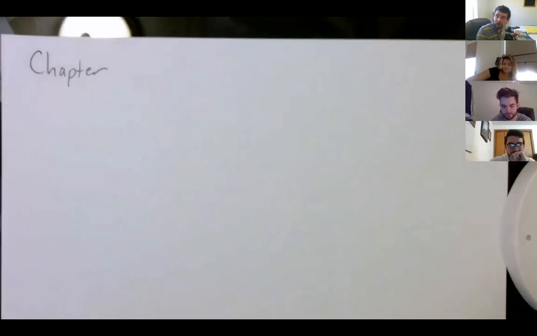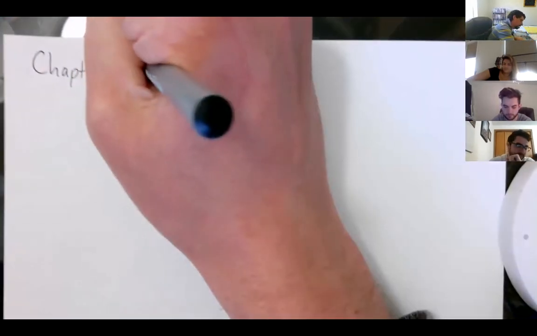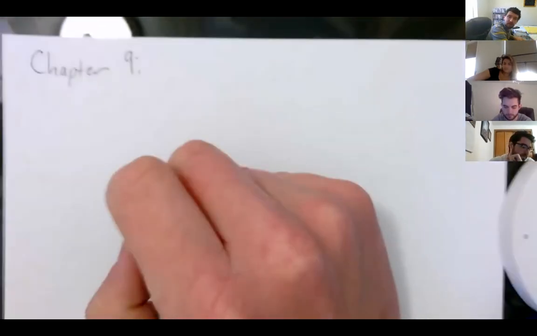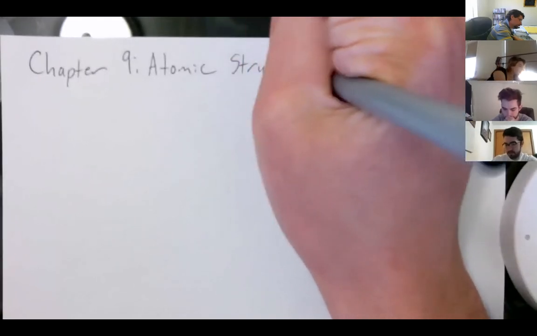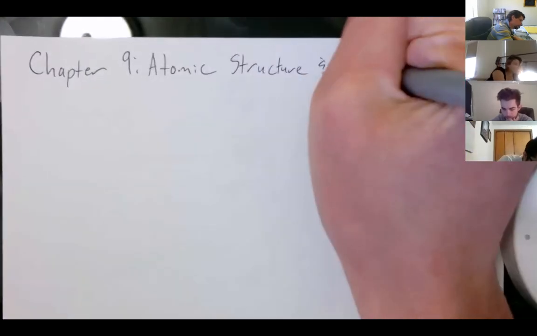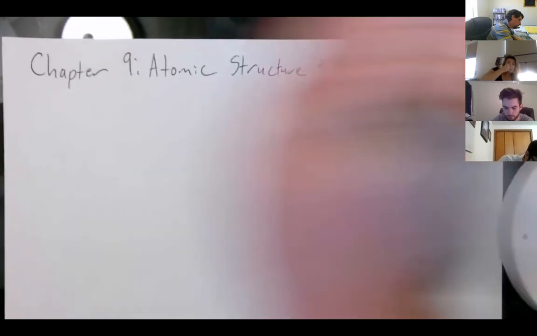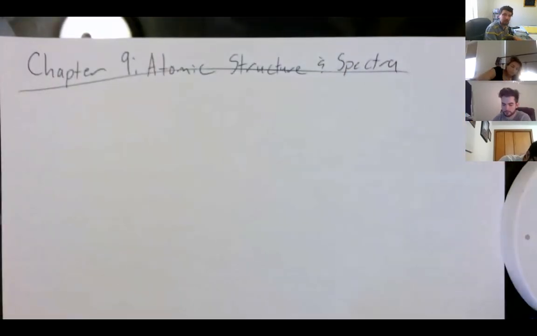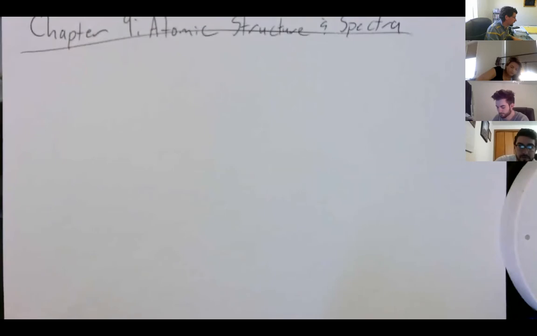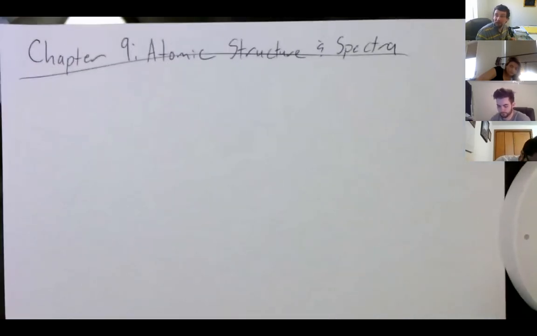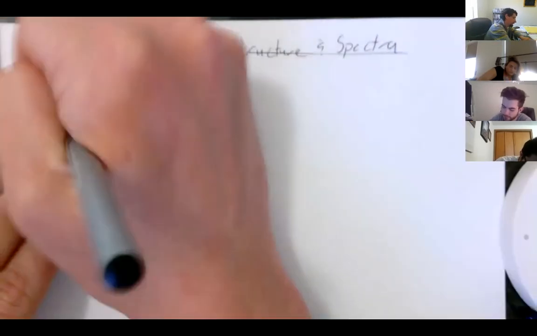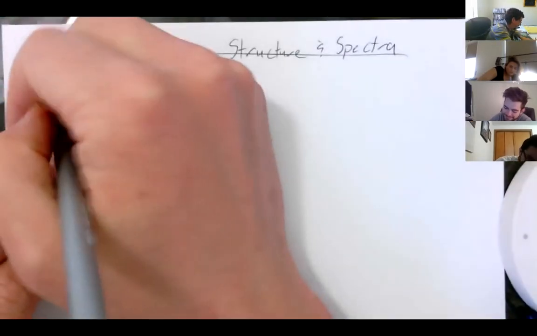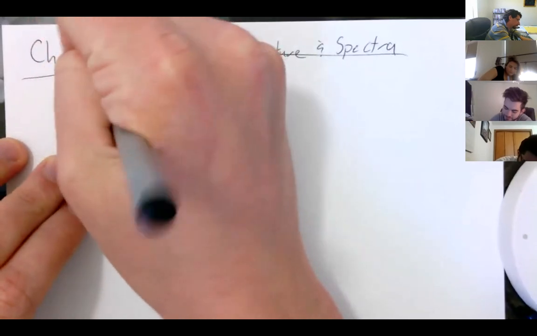Let's jump to chapter 9. We're going to move to a new chapter, and this is going to be all about atomic spectra and structure. All right. So we're actually going to talk about something real for once. It is. It's real. And we're going to start with the simplest atom.